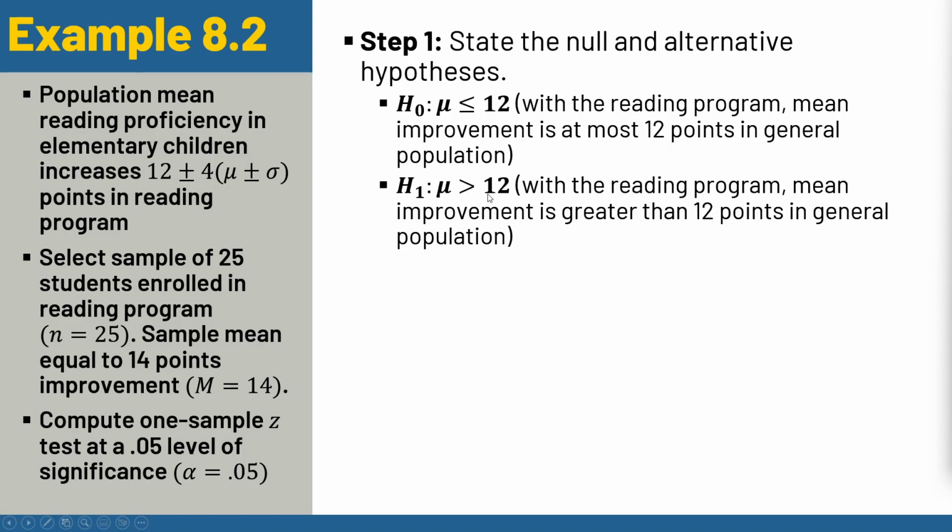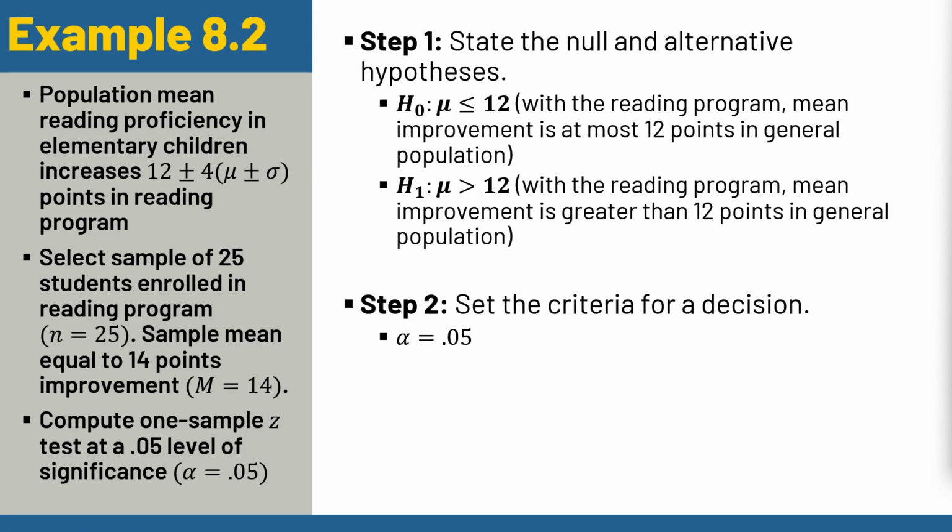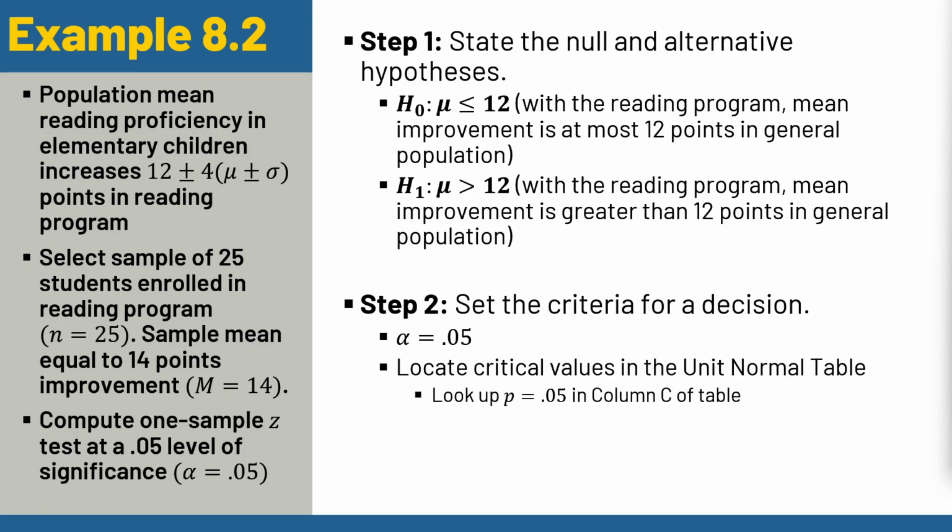And then our alternative hypothesis is that it's higher, right? Or it's trending towards the upper tail. So in other words, with the reading program, mean improvement is greater than 12 points in the general population, right? So we're stating that the population mean is actually higher. That's the alternative hypothesis. And so let's set our criteria. Again, alpha equal 0.05, because that's the general procedure that we follow, and it's what was provided to us here.